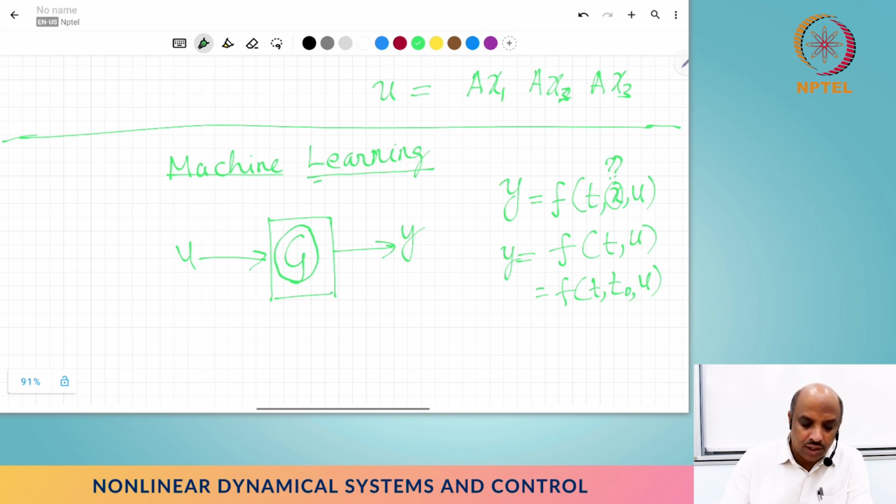Specifically, they are called RNNs. I'm throwing out a lot of terminology without really going into details. Recurrent neural networks are supposed to be ideal to approximate dynamical systems.